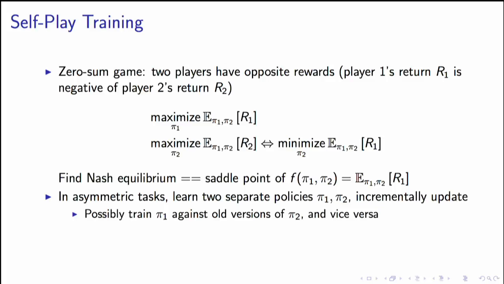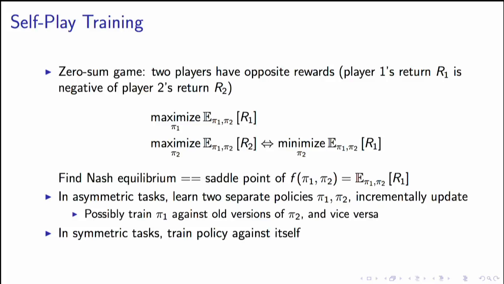Then you might have a symmetric task, where you have two players that have exactly the same dynamics model, or if you were to swap the players, it would be the same game. In these kinds of tasks, you can actually train the policy against itself. So you just have one policy and you're updating it. You play it against itself, pretend that the other player is part of the environment, and compute the policy gradient. In both of these versions of the algorithm, sometimes it helps for stability to train the policy against old versions of the opponent.